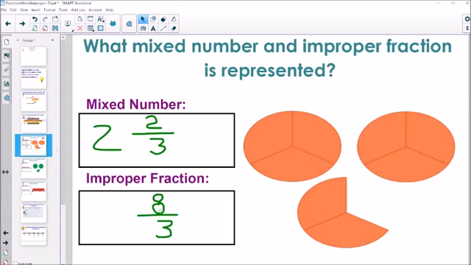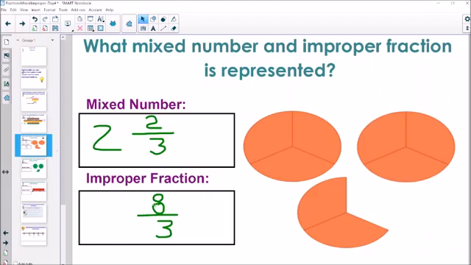The improper fraction, we think about this just in terms of the pieces. So the pieces that we have are thirds. This is the size piece that we're working with. Every single one that we see here is a third. This is 1/3, 1/3, 1/3. So our denominator for our improper fraction is going to be the size of our pieces, which are thirds.